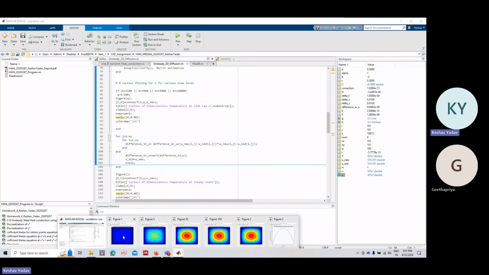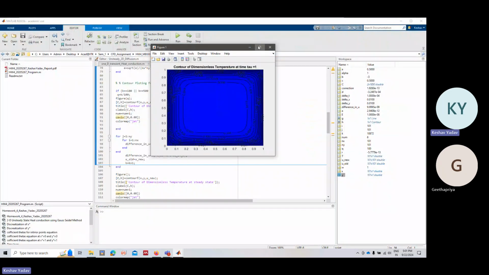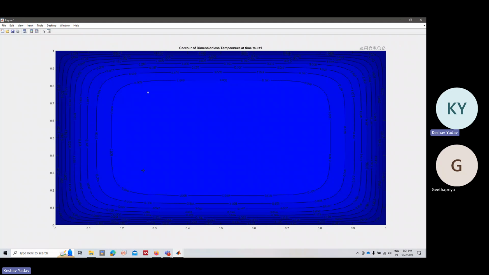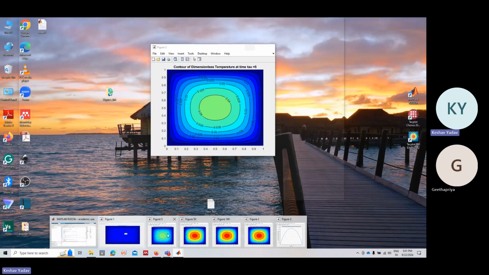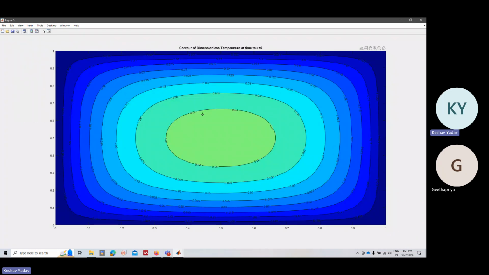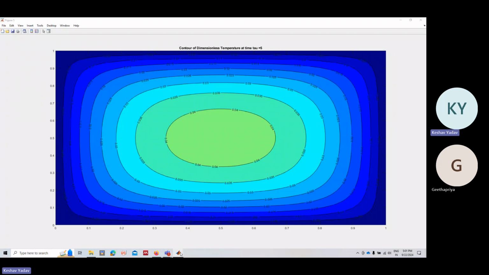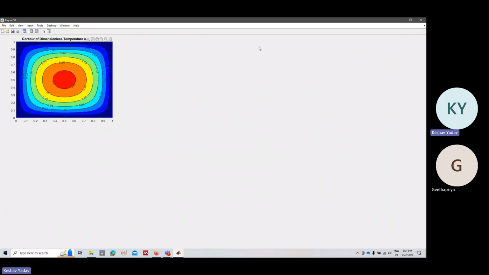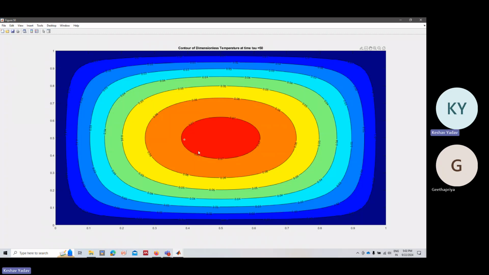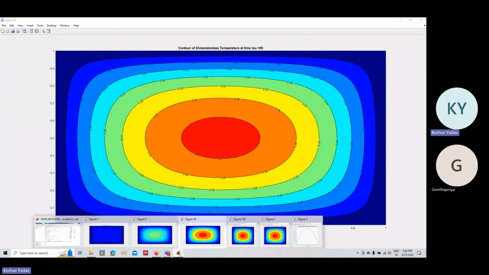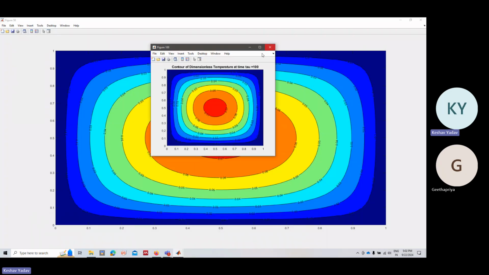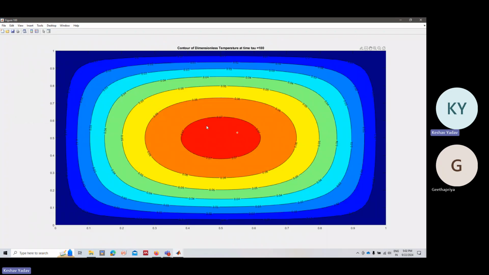Very close to the initial iterations, the temperature is almost uniform everywhere. It is around zero. Now I have increased the time step. It is now showing 0.04 in this region, and in all other regions it is less than that. Then I increase the time step further. Now the temperature in this region is 0.07, and other regions are less than that. Now I increase the time step further.